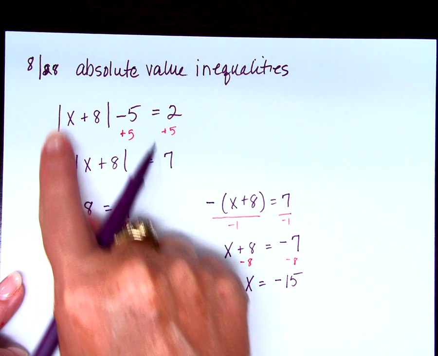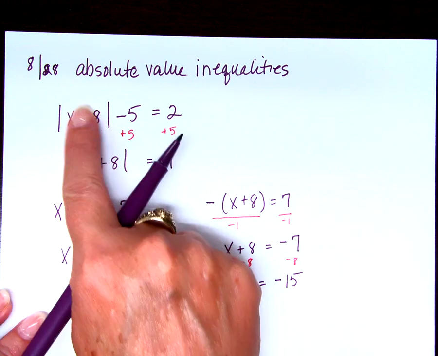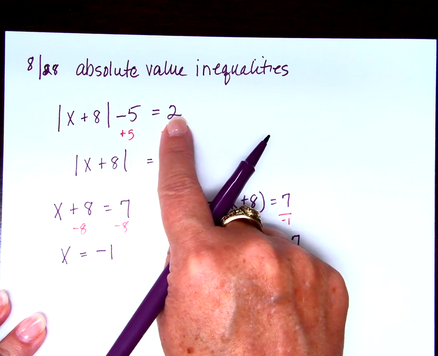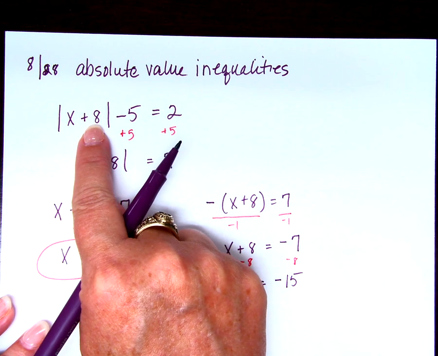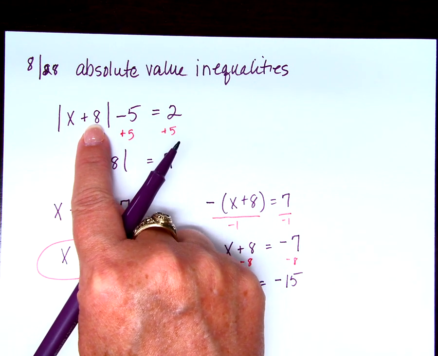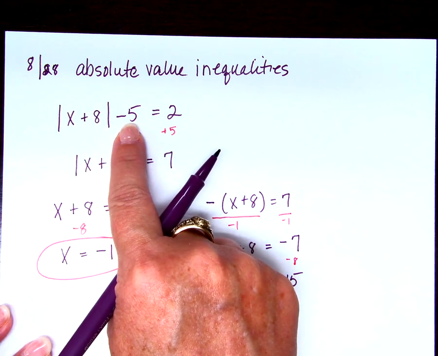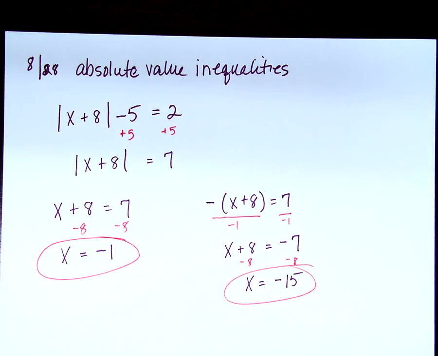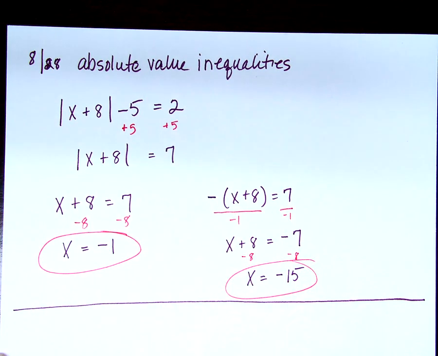Okay, so negative 1 plus 8? 7. What's the absolute value of 7? 7 minus 5? Does 2 equal 2? Okay, so I know that one's right. Negative 15 plus 8. Negative 7. What's the absolute value of negative 7? 7 minus 5. Does 2 equal 2? So I know that those 2 answers are correct, right? Now let's start today's assignment, today's work. We remembered all our steps from last time, right?